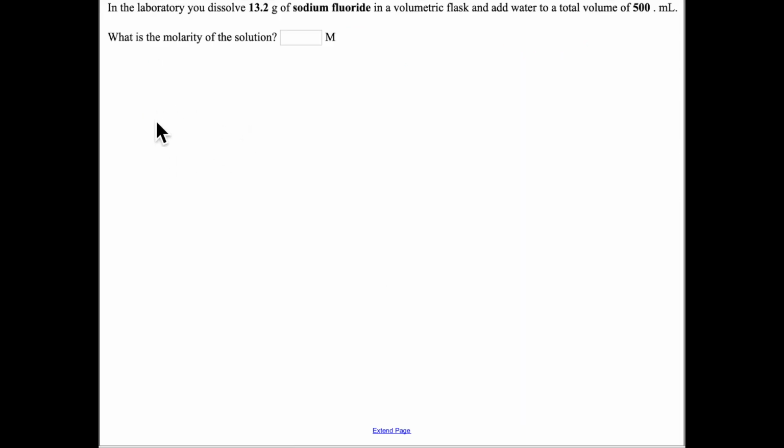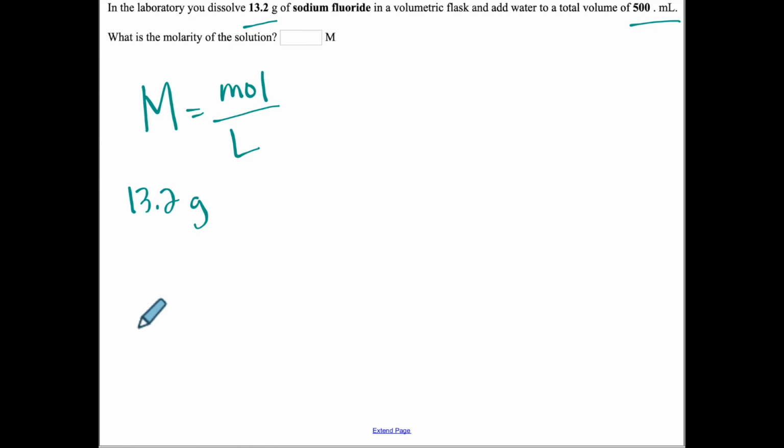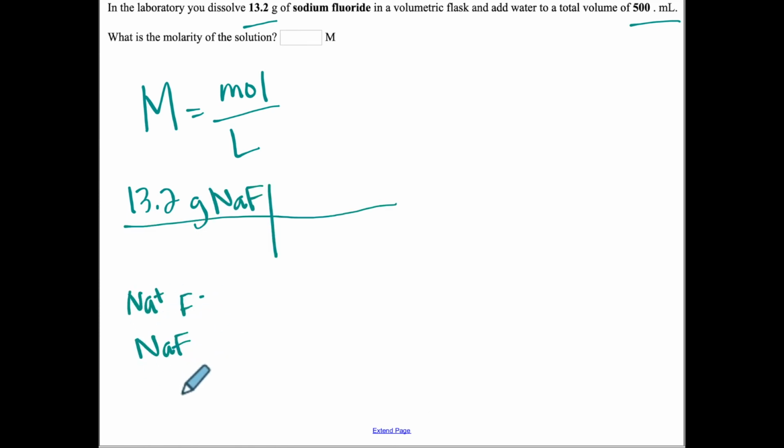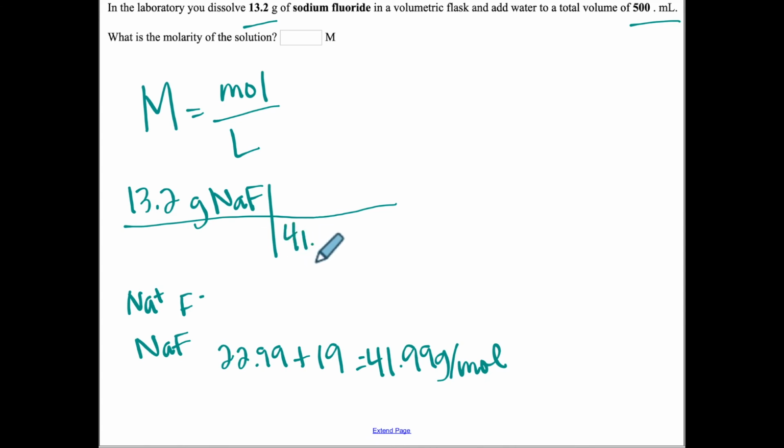Okay, this problem is asking for us to solve for molarity. For molarity we need moles and we need liters. We don't have either one of those, but we can change grams to moles and we can change milliliters to liters. So let's start with changing this grams to moles. 13.2 grams of sodium fluoride. We need to add up the molar mass of sodium fluoride. So we put 41.99 here, 1 mole up here. We get 0.3144 moles. So that's going to be our top number.